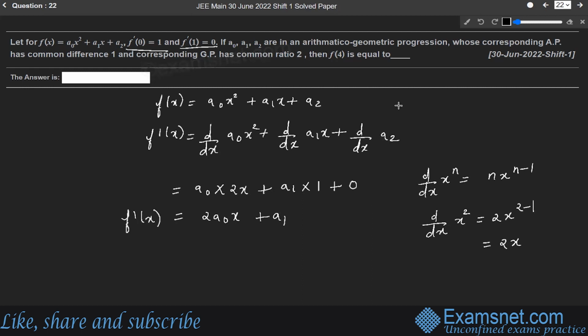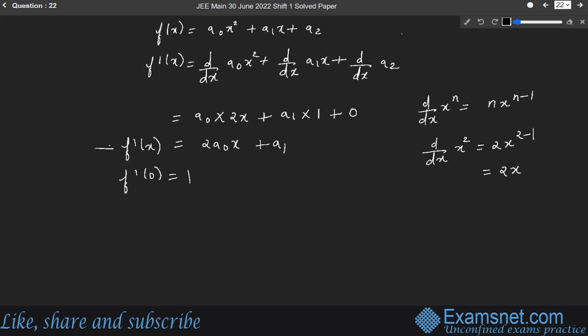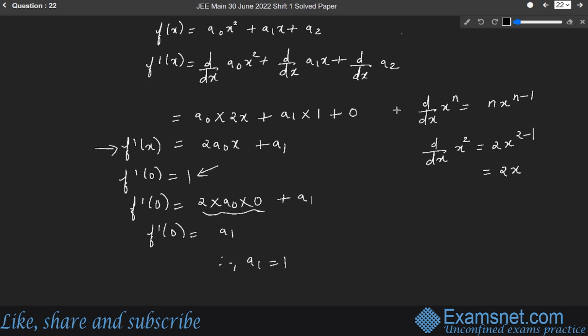Now two different values are given, which is f dash 0 is equal to 1. It means that when we put x is equal to 0 in this function, the value is 1. So let us put x is equal to 0. So we have 2 into a0 into x. What is x? 0 plus a1. So this whole term will be 0. So we have f dash 0 is equal to a1. But what is the value of f dash 0? It is 1. Therefore, we can say that a1 is equal to 1, right?